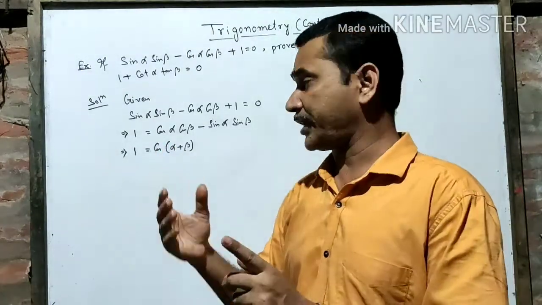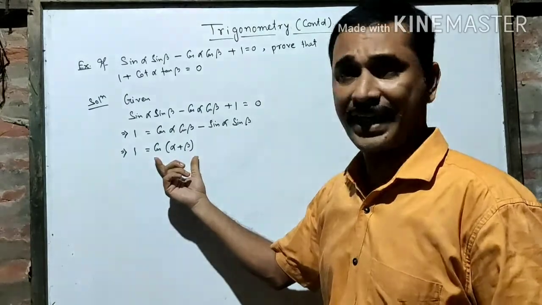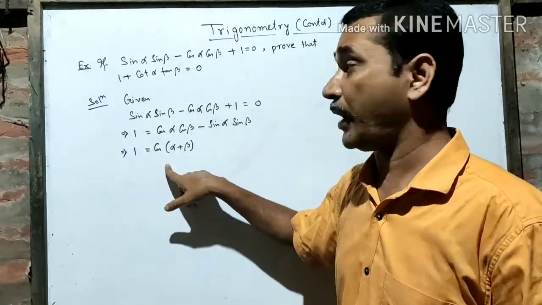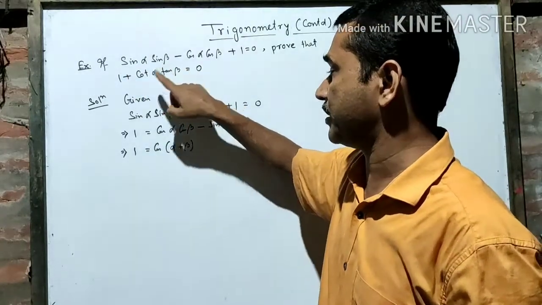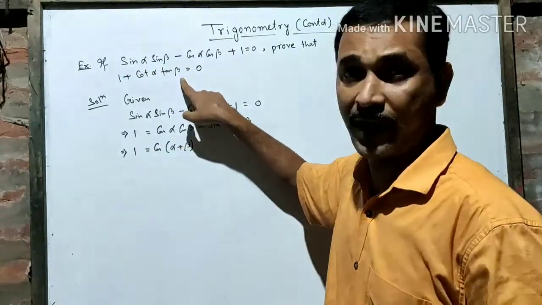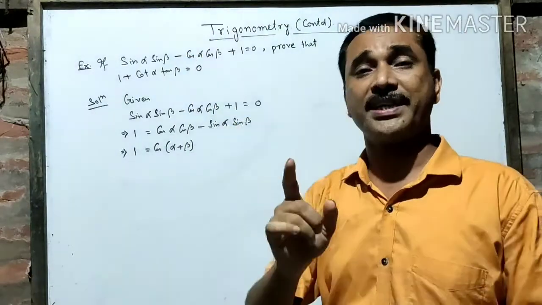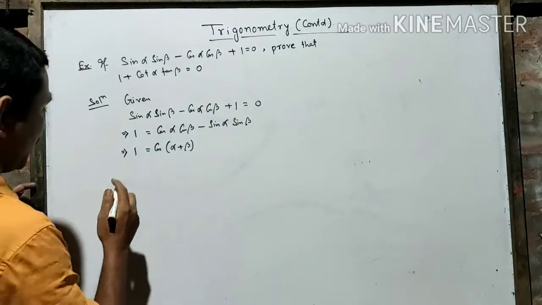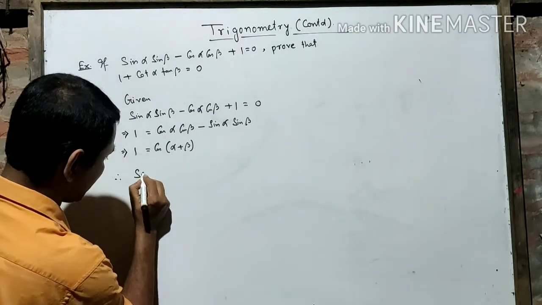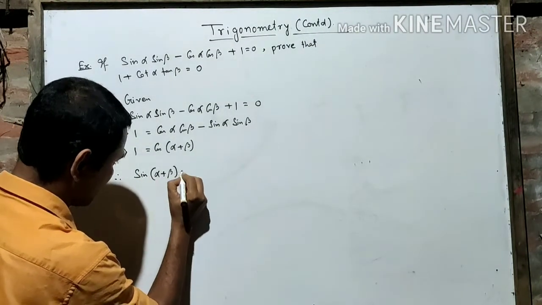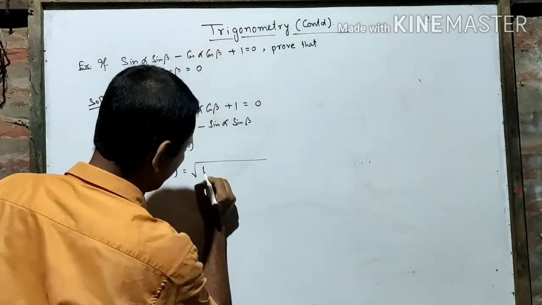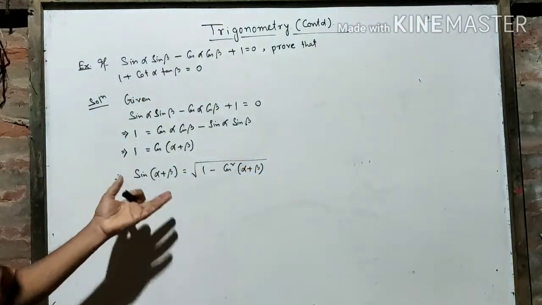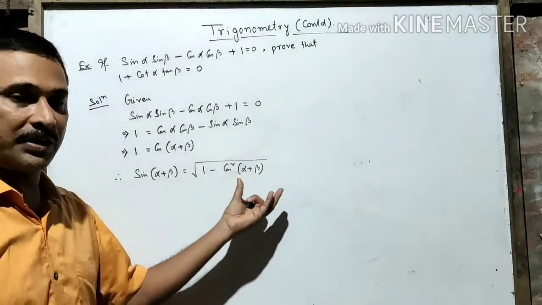So we cannot get sin alpha minus beta, but we can get sin alpha plus beta here. So we will try to find sin alpha plus beta. Why? Here you get sin alpha cos alpha sin beta divided by sin alpha cos beta, and these terms are present in the formula sin of alpha plus beta. So we will find sin of alpha plus beta from here. Therefore, sin of alpha plus beta is equal to under root 1 minus cos square alpha plus beta. The formula used is sin theta is equal to under root 1 minus cos square theta.